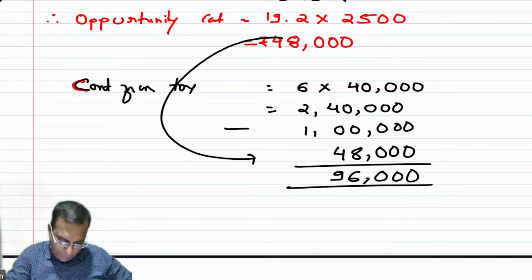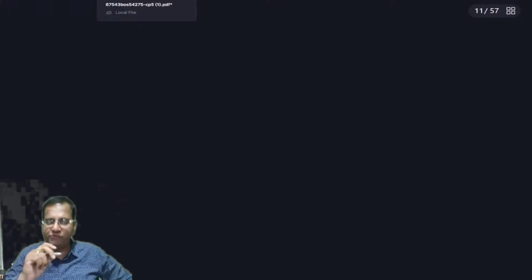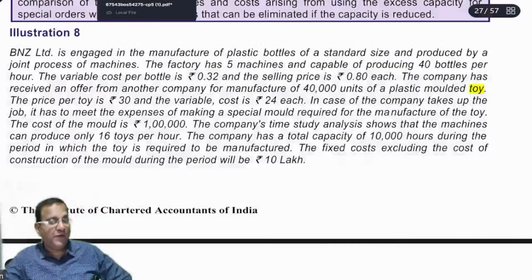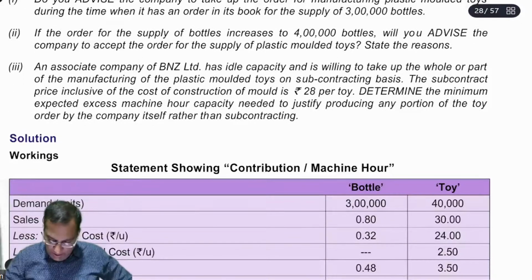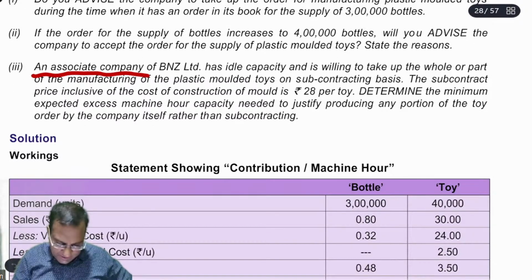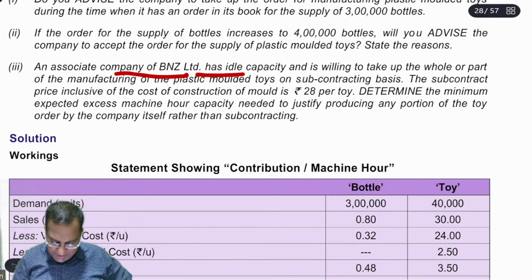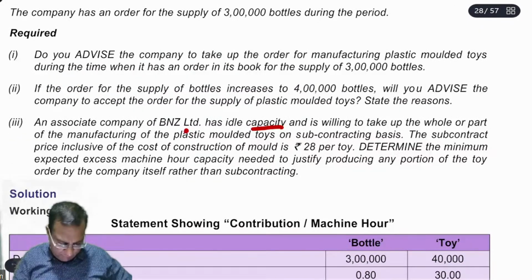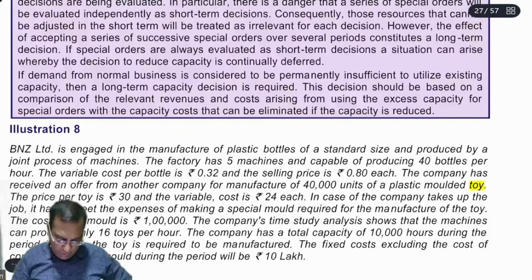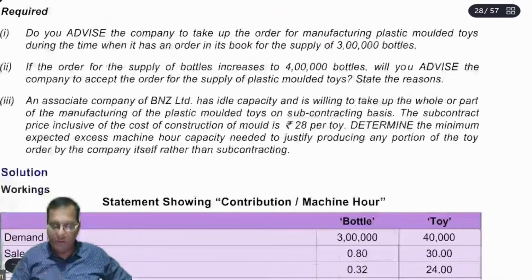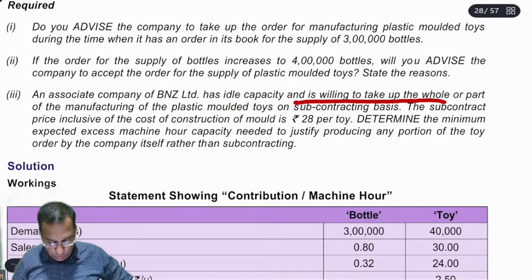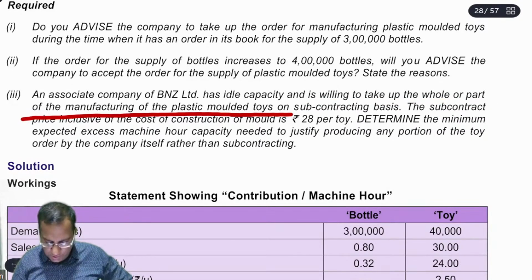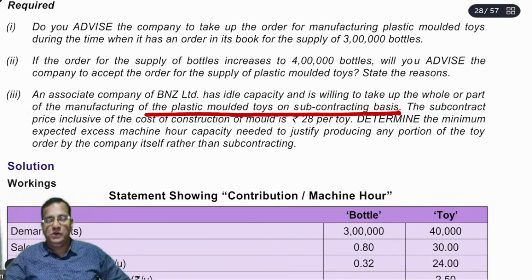Let us now come to point number 3, which is the most special part of this particular question. Let's see what it says. An associate company of BNZ Limited has idle capacity. What is the name of our company? The name of our company is BNZ Limited. Now, an associate company of ours has idle capacity and is willing to take up the whole or part of the manufacturing of the plastic molded toy on subcontracting basis.